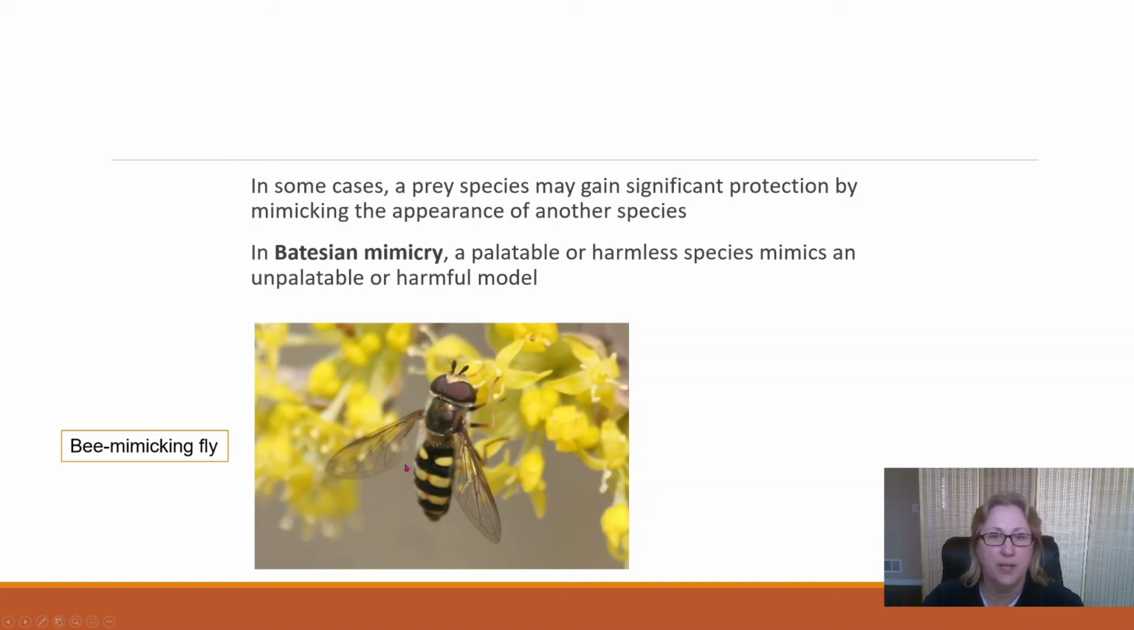And it has no sting. It's not toxic or venomous in any way. So that makes it Batesian mimicry, when a harmless species mimics something that's harmful. And the fly benefits because a bird that wants to eat it is going to hesitate because it looks like warning coloration.